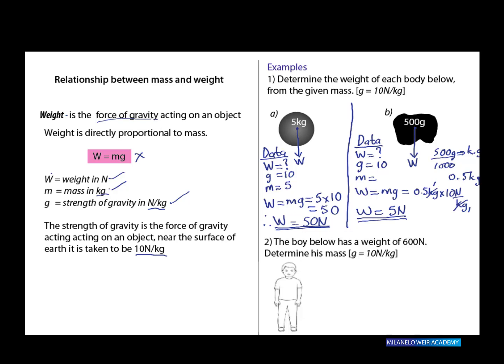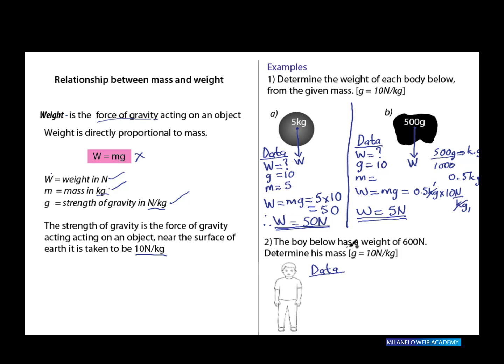Well, here is number 2. The boy below has a weight of 600 Newton. Determine his mass. Take G to be 10 Newton per kg. Once again, data. Data is everything, my friends. I'm teaching you how to take data, right? I've seen most students struggle to take data. So I'm just doing it step by step.